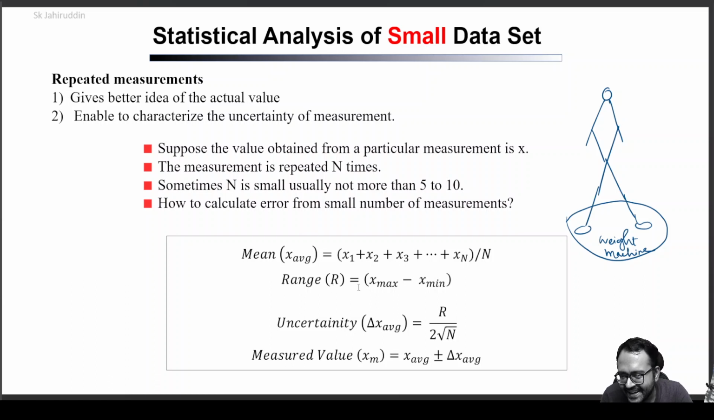Then we get a range, that is, the difference between the maximum and minimum. We are dealing with a small data set, not large. For large data sets, we have a different, more accurate, more statistically valid procedure. So I find the range r, then I find the uncertainty by writing r by 2 square root of n, where n is the number of measurements. Then I report the measured value as x average plus minus delta x average, where delta x average is the range by 2 square root of n.